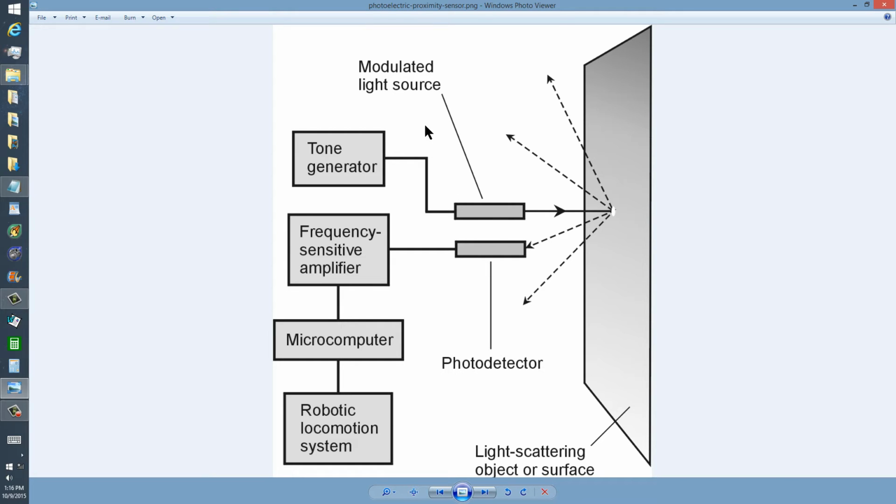What it comprises is a modulated light source, like, say, a 1,000 hertz tone generator that modulates a laser so that the laser beam turns out to be a 1,000 hertz modulated laser beam. Then we have a photo detector with an amplifier that has a resonant sensitivity of 1,000 hertz so that it will respond only to light that is modulated at that particular frequency.